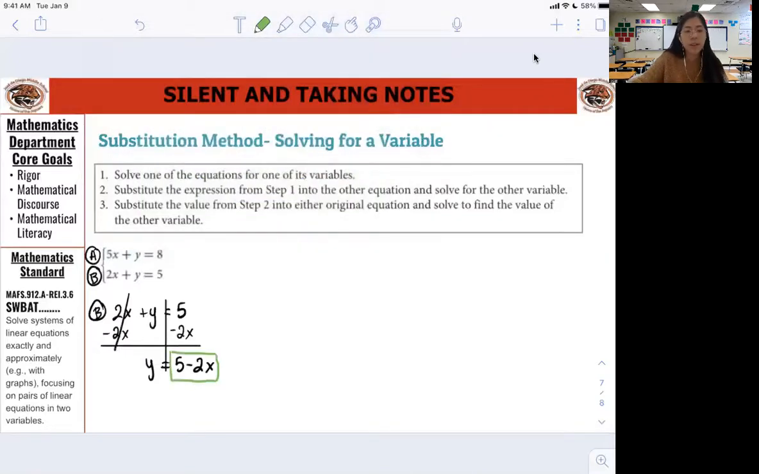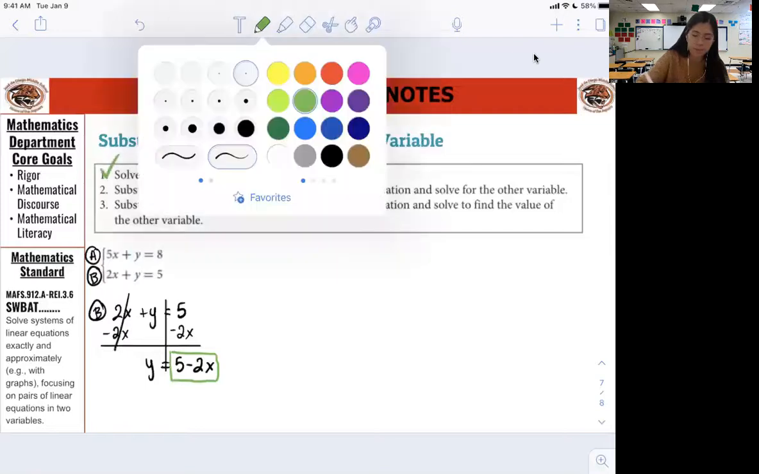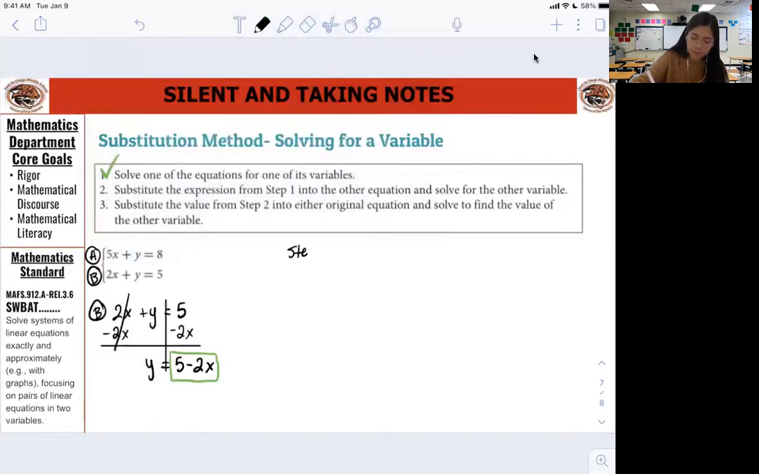All right, so there's my answer for step 1. Done with that. Step 2. Plugging that in, careful, since we just worked with equation B, now I have to plug this into equation A, the other one. Okay, so I go to my equation A.